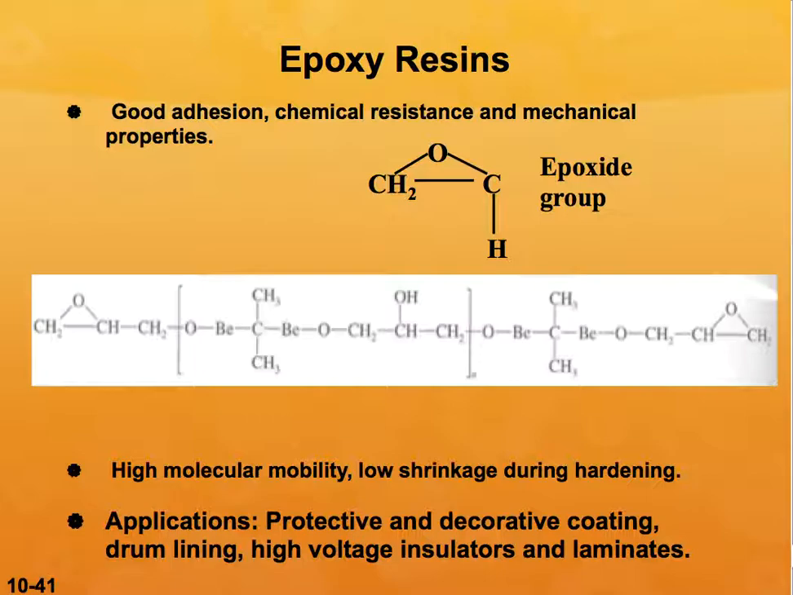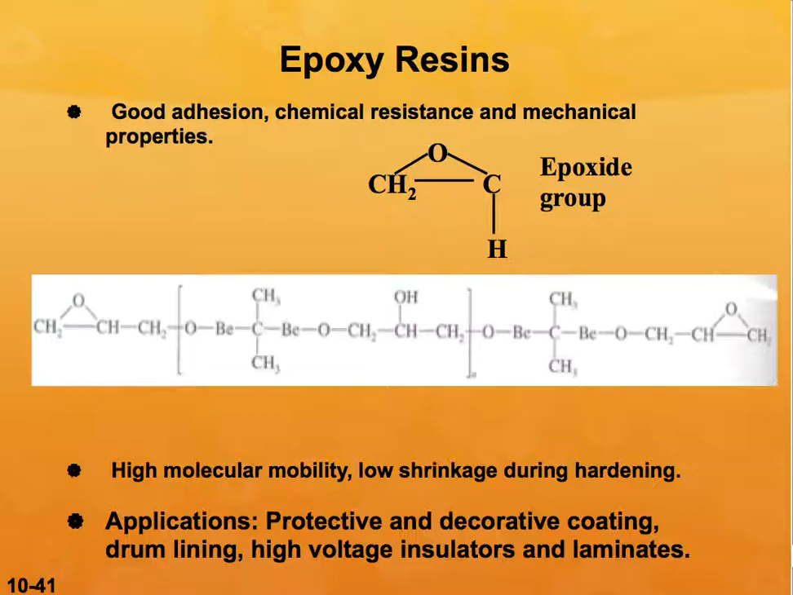The most common kind and the most widely used are epoxy resins. So, what is the essential feature of an epoxy resin? It is that it has very good adhesion, chemical resistance, and mechanical properties. So, essentially, you have an epoxide group, which is a CH2 group with OCH attached to it, and they are linked to different kinds of ingredients.